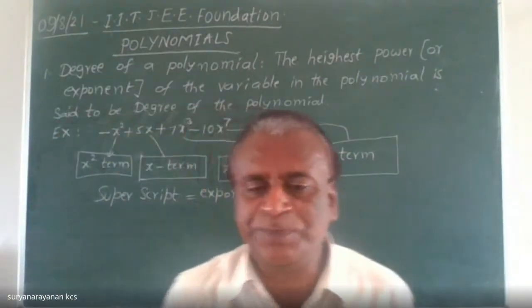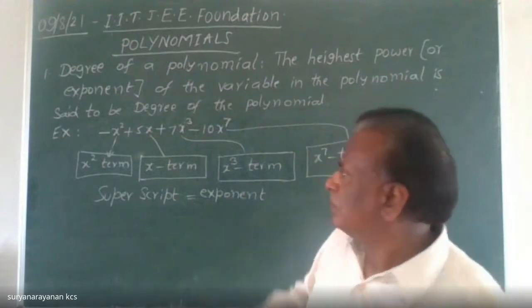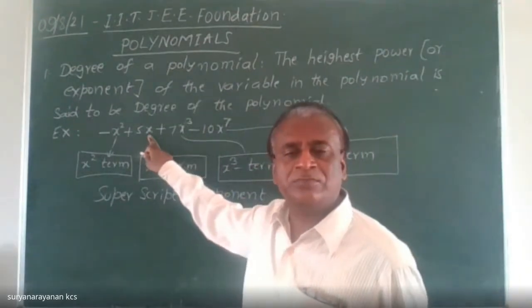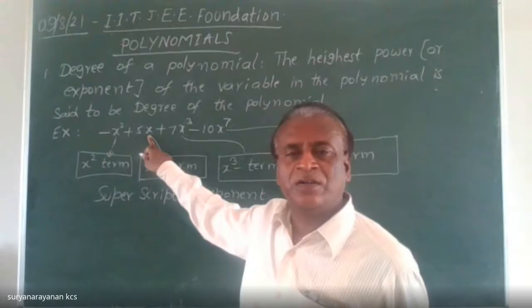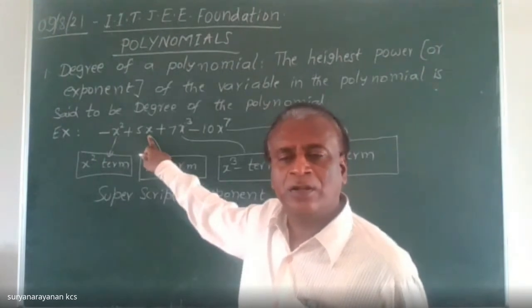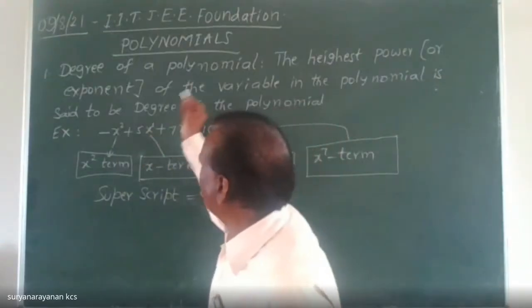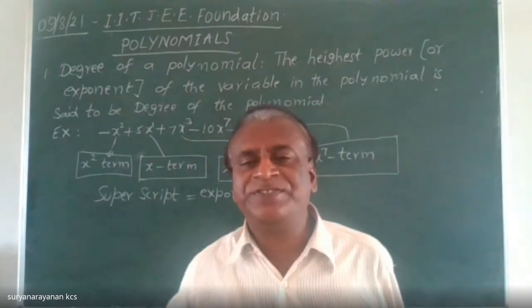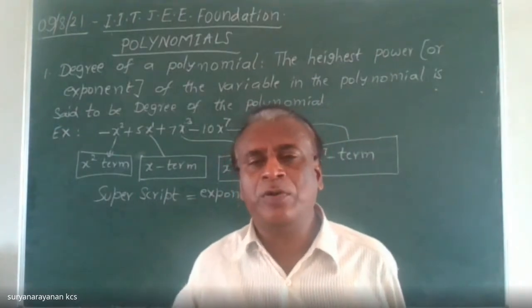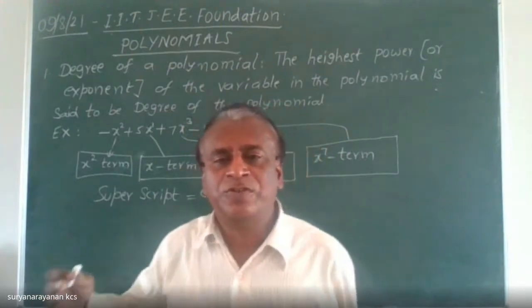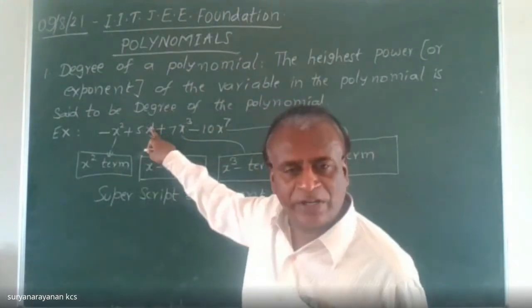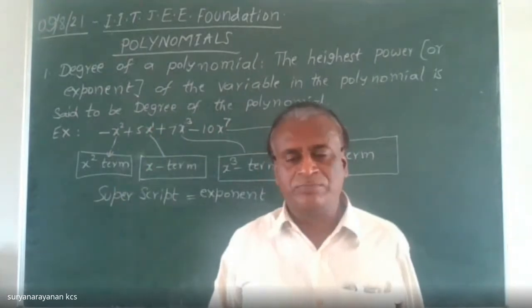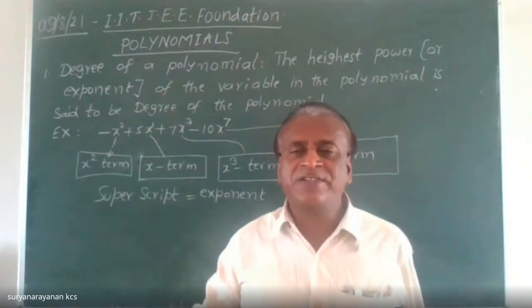Mathematically, superscript is called exponent. What is the exponent of x here? No, we take it as 1. If no exponent is written, if no superscript is written for any variable, it is considered as 1.